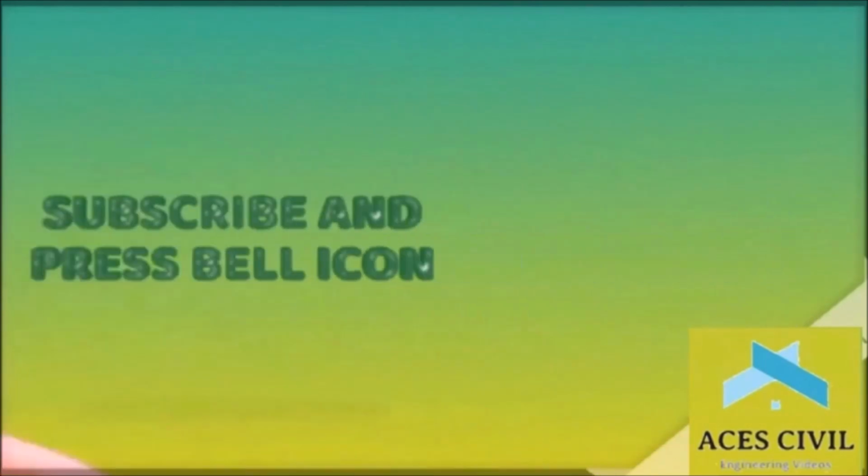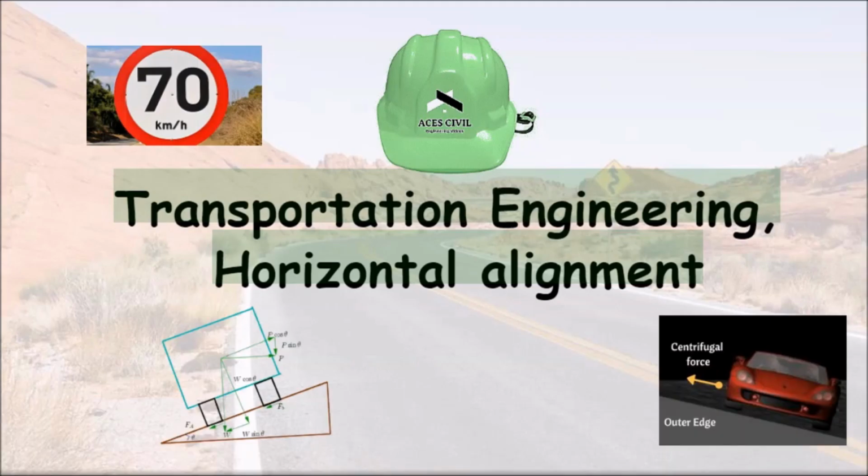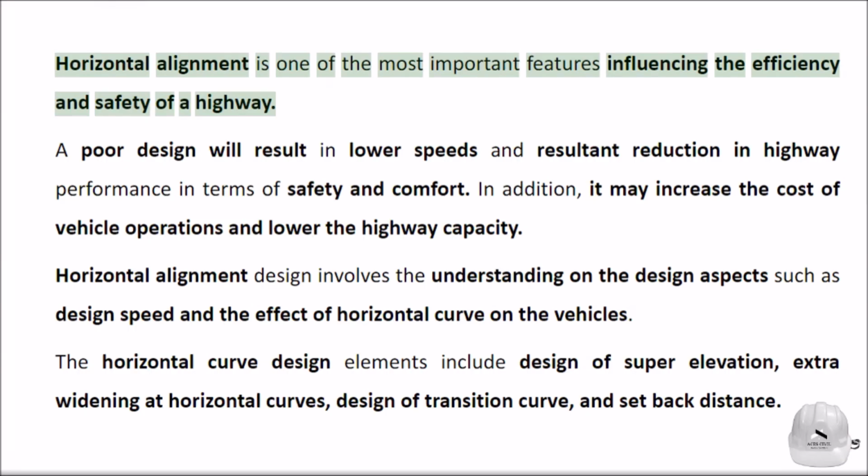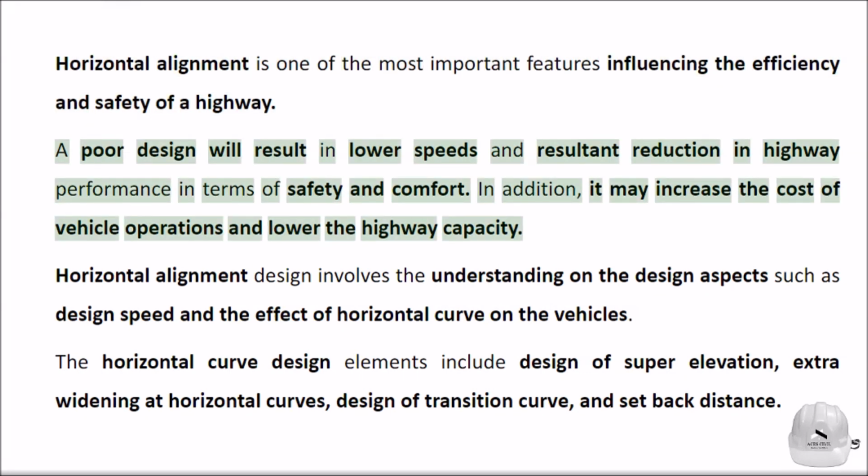In today's video we are going to discuss transportation engineering, horizontal alignment. Horizontal alignment is one of the most important features influencing the efficiency and safety of a highway. A poor design will result in lower speeds and a resultant reduction in highway performance in terms of safety and comfort. In addition, it may increase the cost of vehicle operations and lower the highway capacity.